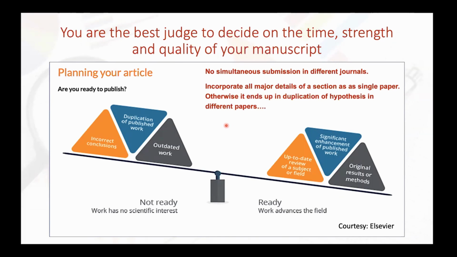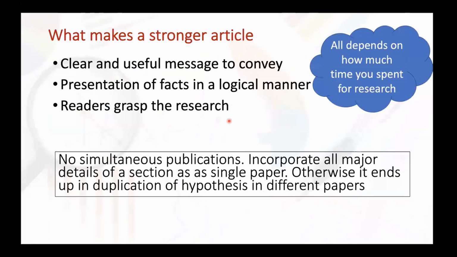Okay, so that means you are the judge. And whether this is the right time, your paper is ready, you have to decide that. Simultaneous submission in two journals is unethical practice. Okay, and even publication of the same matter in two journals, or even presentation of the same matter in two seminars, again it is an unethical practice. So you should not do that. Okay. Now you are confident when you plan for an article. You are confident that you have something new to tell, and there is some good quality work with you. And then go ahead. Okay.